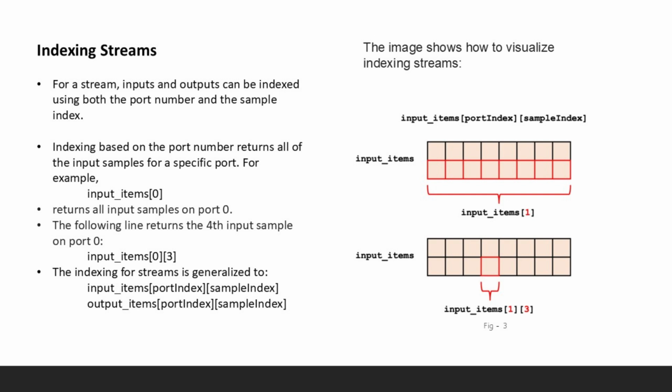Indexing streams. For a stream, inputs and outputs can be indexed using both the port number and the sample index. Indexing based on the port number returns all of the input samples for a specific port. For example, input_items[0] returns all input samples on port 0. The following line returns the fourth input sample on port 0: input_items[0][3]. The indexing for streams is generalized to input_items[port index][sample index], output_items[port index][sample index]. The image shows how to visualize indexing streams as shown in Figure 3.